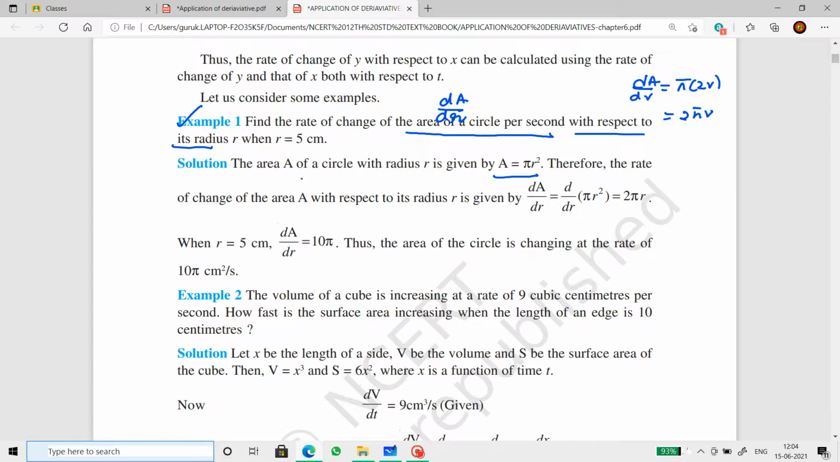Now what will happen to the rate of change of area when r is 5? When r is 5, the rate of change of area is 2 into pi into 5, so that's 10 pi. Remember, units are very important. So the area of the circle changes at 10 pi centimeter square per second. Alright, next question.